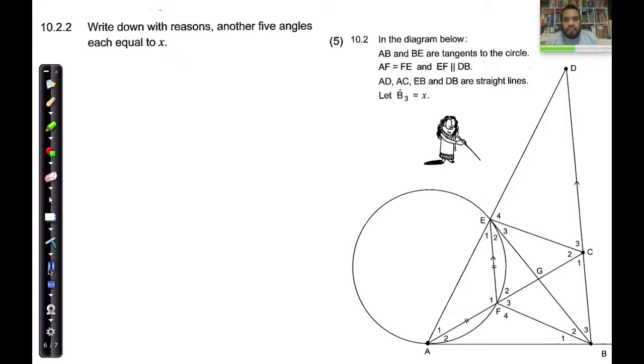Here's where we really got to read the question, right? And I think it's a very important thing that you actually read the question first. So it says, in the diagram below, AB and BE are tangents to the circle. Okay, so the moment you see you've got tangents, you know somewhere there will be theorems such as the tan chord theorem, right? The tan chord theorem will come into play somewhere.